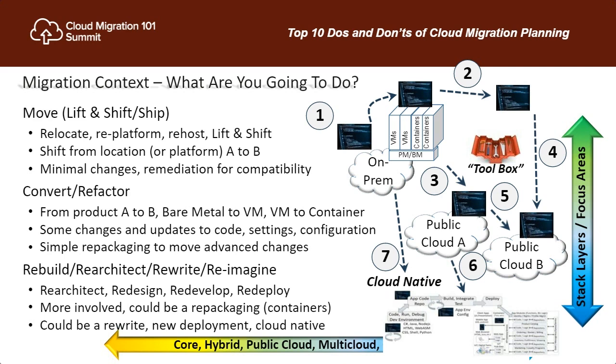Number 3 might be doing migrating from either a physical machine, a bare metal machine, or a virtual machine to a public cloud. Number 4 might be moving from what you've had on-prem, a virtual machine, over to a different cloud.